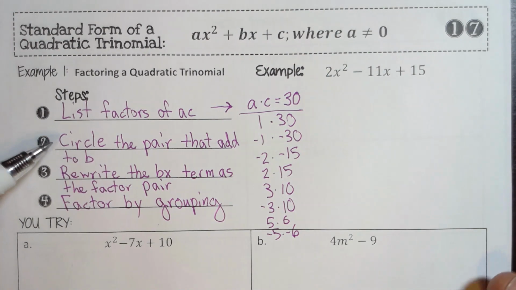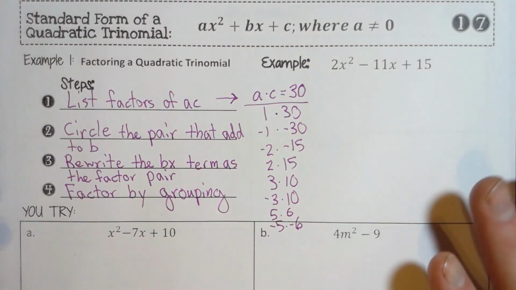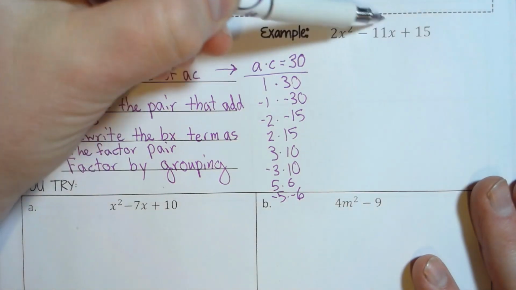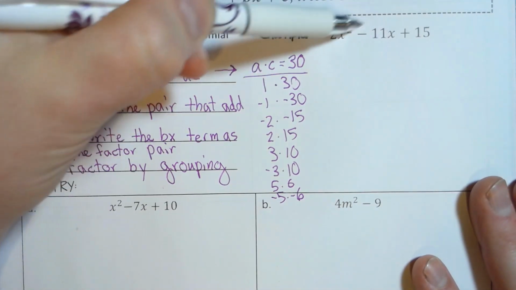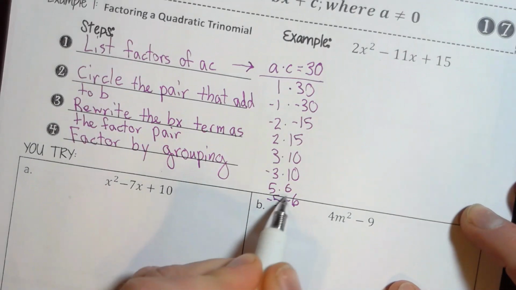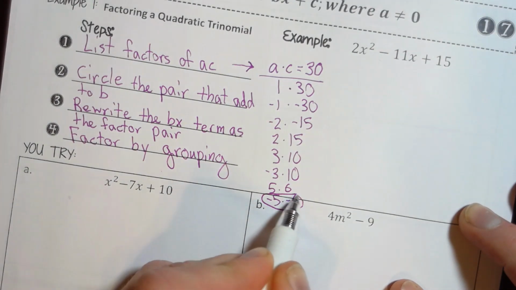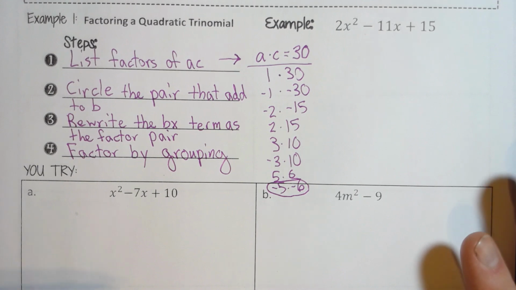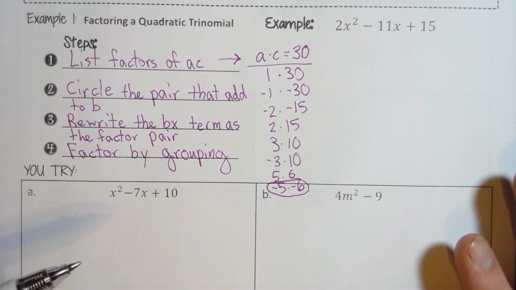Then it wants me to circle the pair that adds up to B. Well, B here is 11, or -11. So here, this adds up to -11 right here. And then we're going to use that to do our next things, okay?